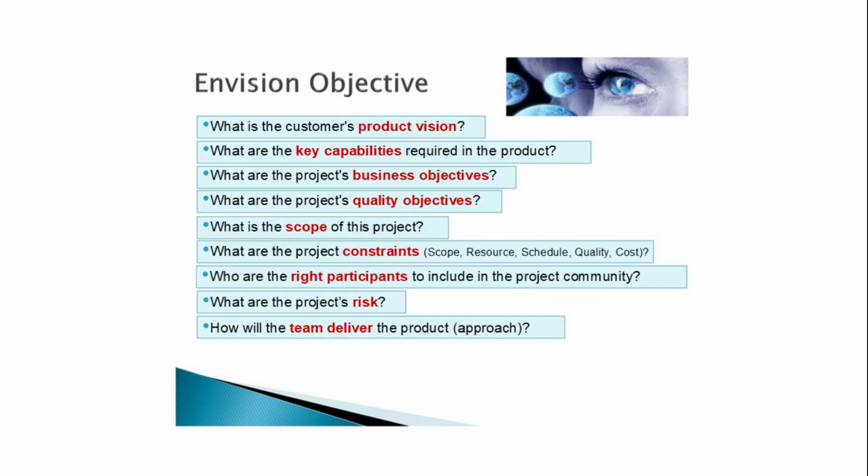At the end of the envision phase, the team has understood the project vision, learned the scope at a high level, identified risks and approaches to handle them, recognized key capabilities, identified stakeholders, and determined the delivery approach. This sets a solid foundation for the next phases.